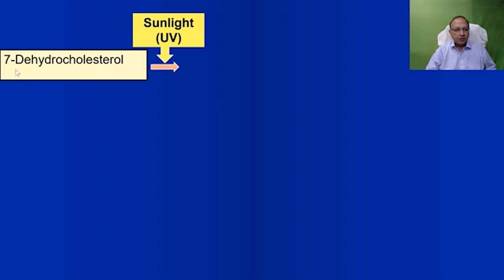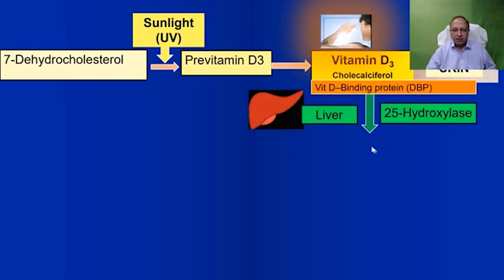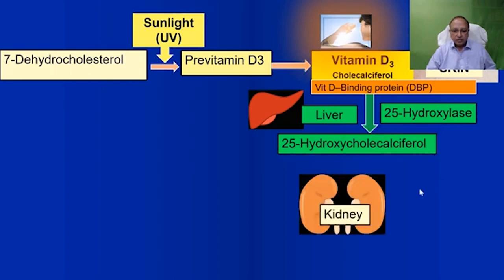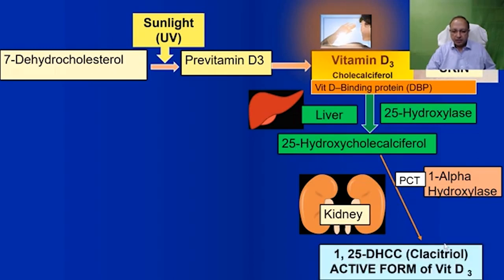Sunlight acts on the 7-dehydrocholesterol present in the skin, and that gives rise to the formation of cholecalciferol, or vitamin D3. Then this is transported along with the vitamin D binding protein to the liver, and in the liver 25-hydroxylation occurs, so it is now called 25-hydroxycholecalciferol. Then it goes to the kidney, where 1-alpha hydroxylase is present, primarily in the proximal convoluted tubule, and this gives rise to the active form, that is 1,25-dihydroxycholecalciferol.